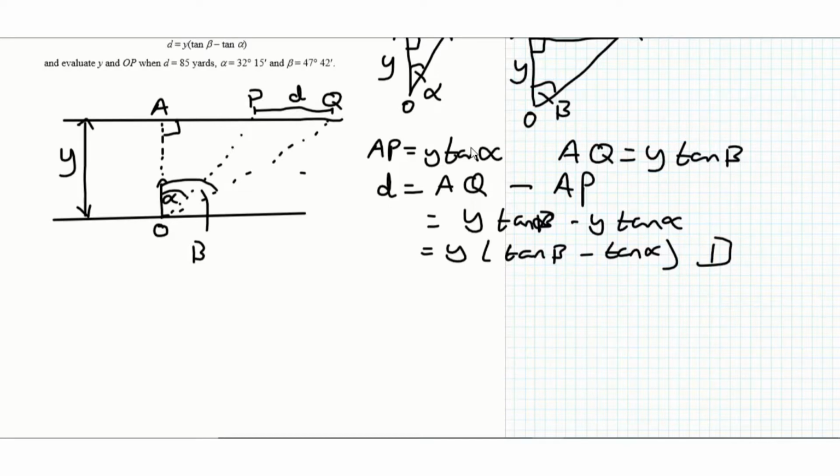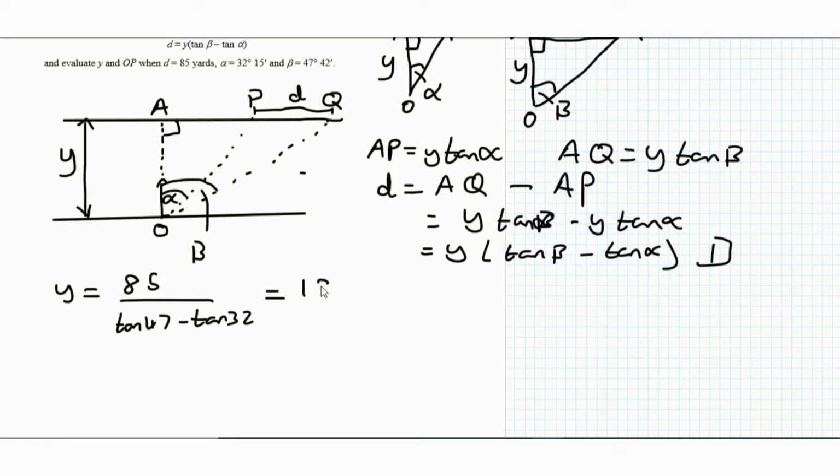Well, finding y is pretty easy. y is just equal to the 85 yards over tan 47 minus tan 32, and that comes out at around 189.9 yards.